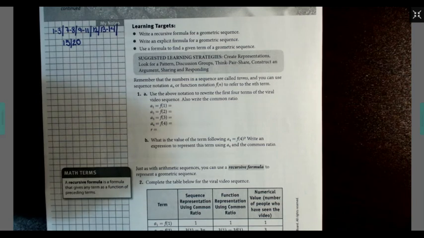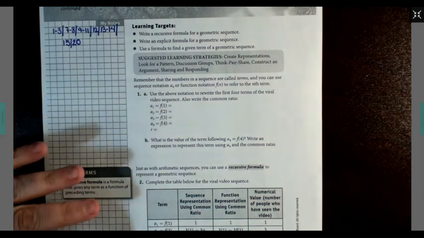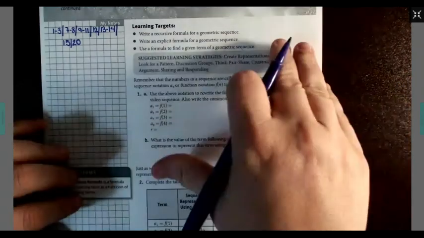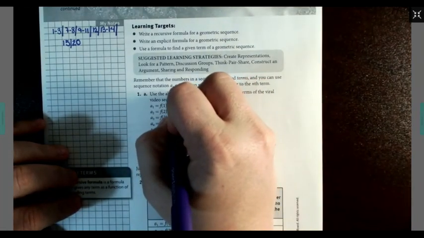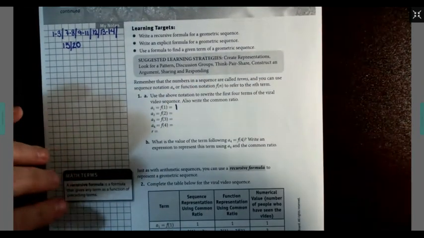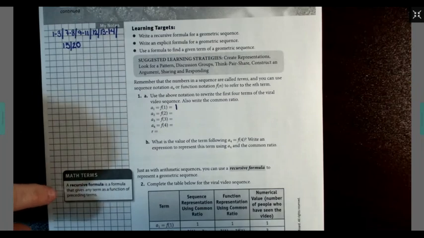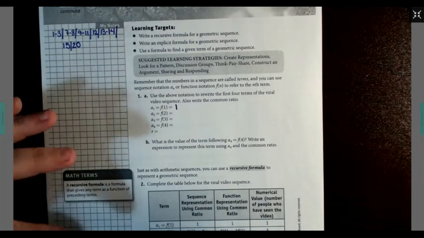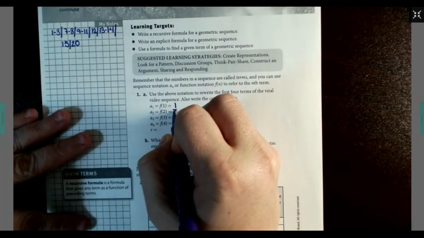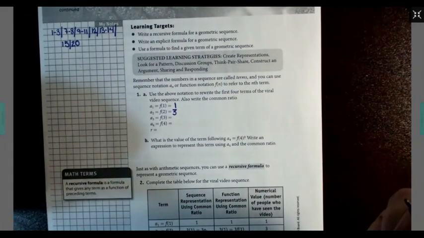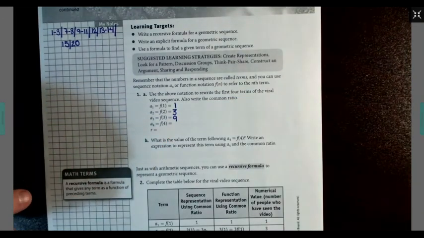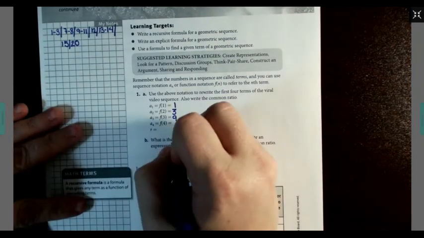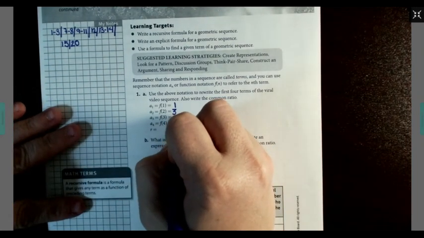Now, the viral video was the one that we just talked about in 21-1. So, how many people had the video at stage 1? 1. So my first term in the sequence is 1. What was the second term in that sequence? 3. The next number in the sequence was 9. The last number that we wrote down was 27. That was the 4th stage.